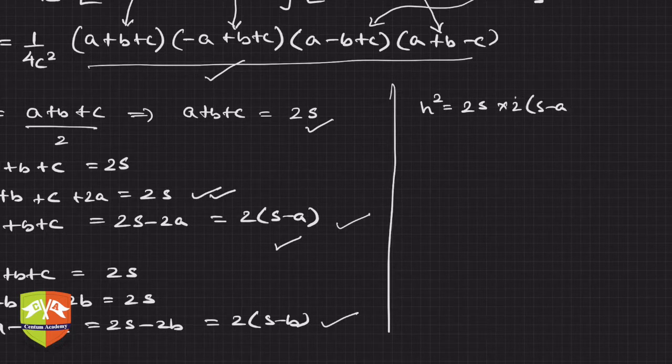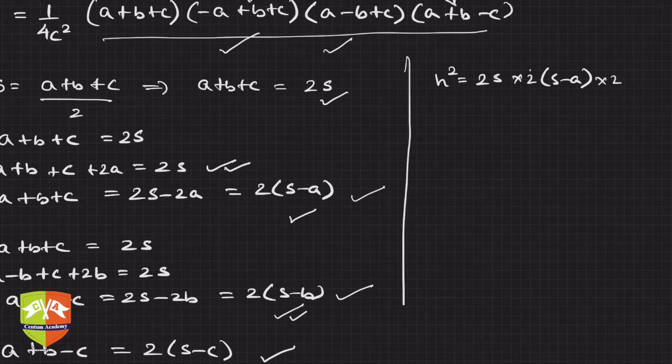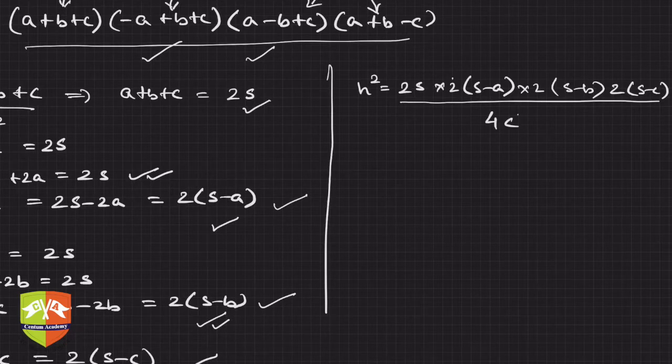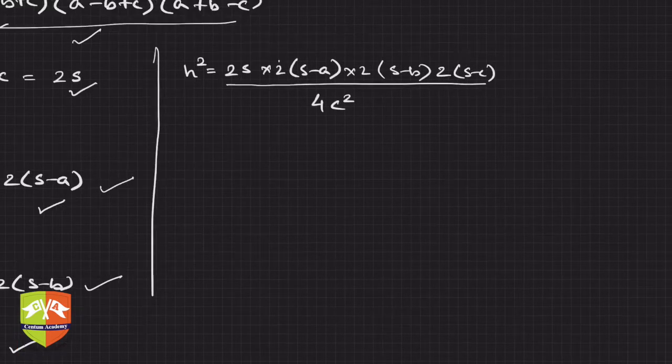Then the third term, a minus b plus c, is equal to 2s minus b, right? So again, I write 2s minus b. And finally, it will be 2 times s minus c. And in the denominator, we had 4c square, if you see. So what is this finally then?